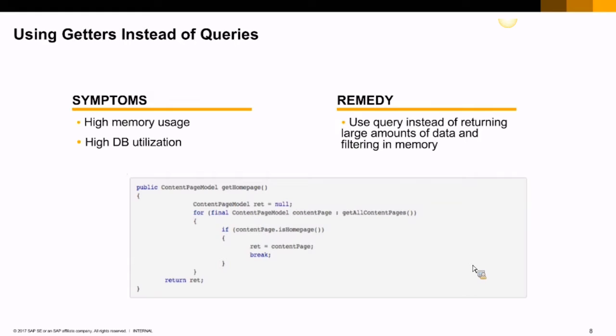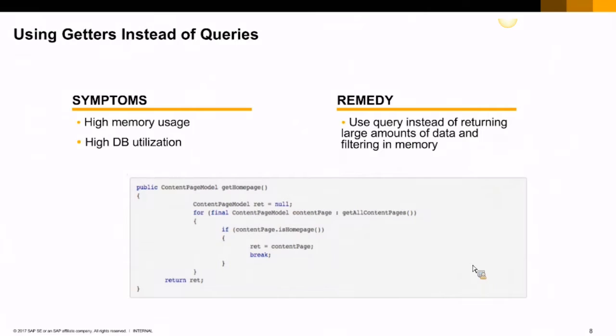Let me move to another typical issue. I give an example here in the code related to our ORM. With the ORM that we provide, when you have a relationship between two objects, we obviously propose some getters to get the items, the objects in the relation. So here is an example of a getter when we do get all content pages, right?